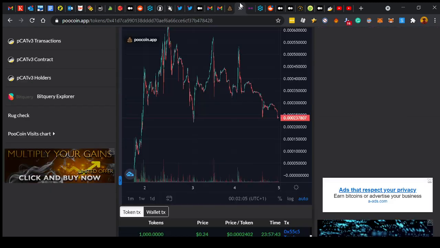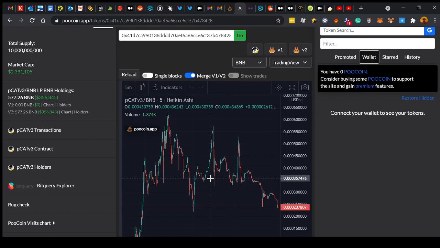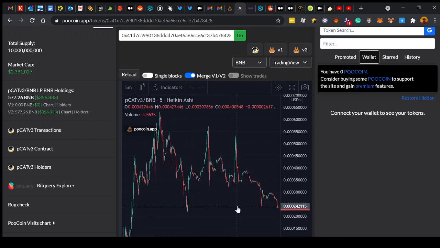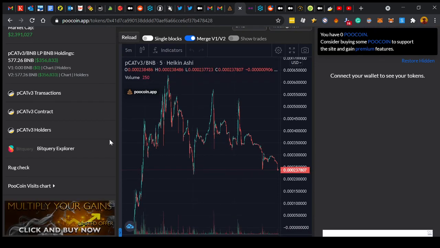Let's look at the chart for that one. Yeah, it's broken support, which sucks for me because I bought around here, but that's fine for you guys. This is the best entry possible. So 2.3 million. Yeah, great entry. And I think there's a lot of good things coming for this project, so I think this will definitely recover.